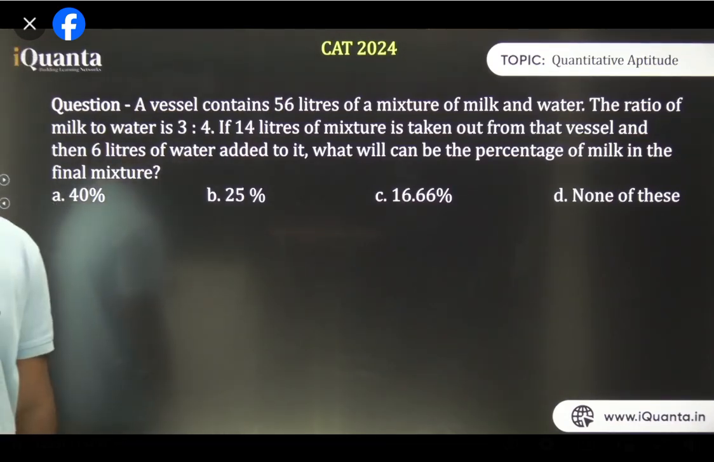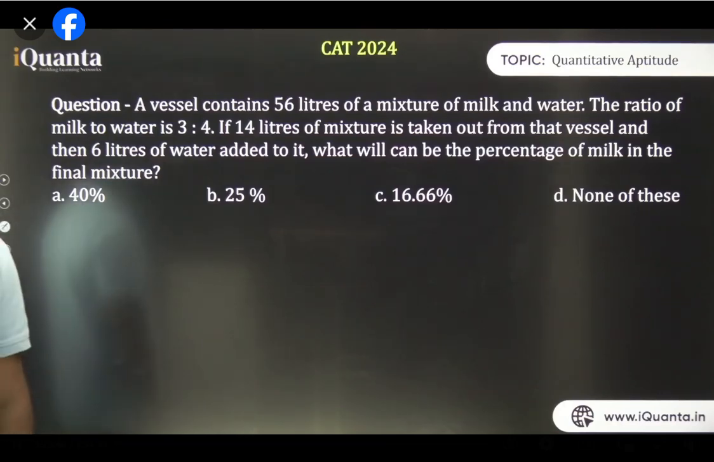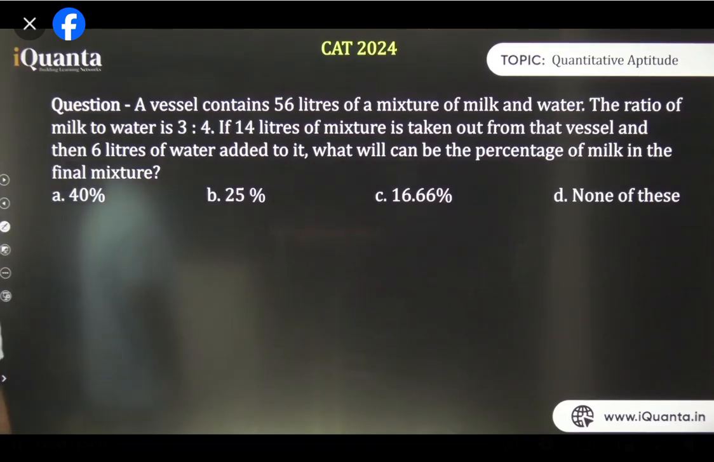In 30 seconds we start solving. Yes, the answer might be D, you guys are correct. So let's discuss this question.